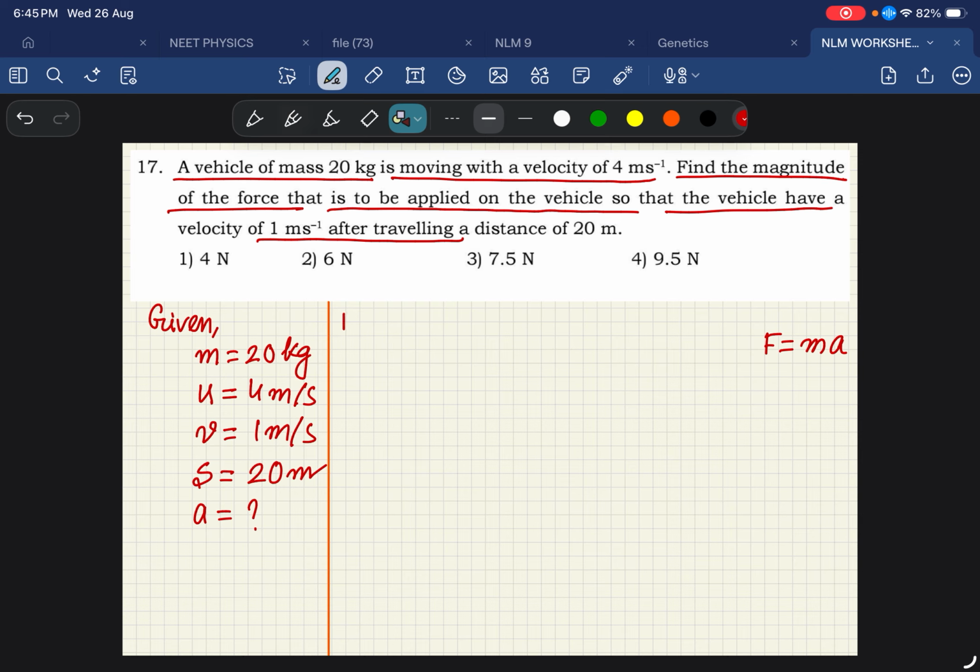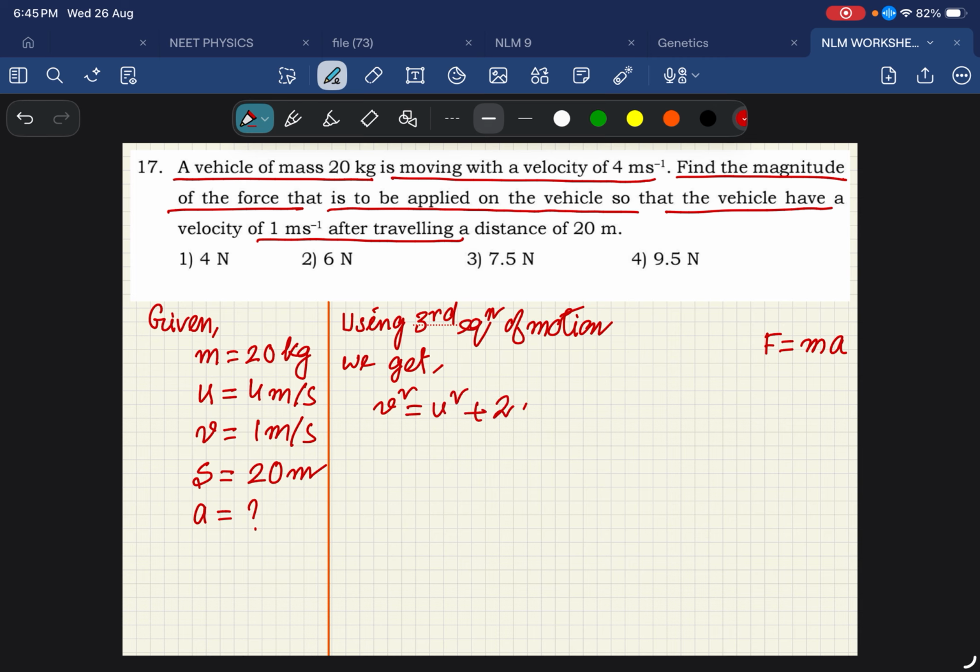So using the third equation of motion, what is the third equation of motion? It's V square equal to U square plus twice AS. So what is the information given? Let me write it down. V square means 1 square, equal to U square means 4 square, plus 2 into acceleration, which we have to find, and displacement is given to be 20.